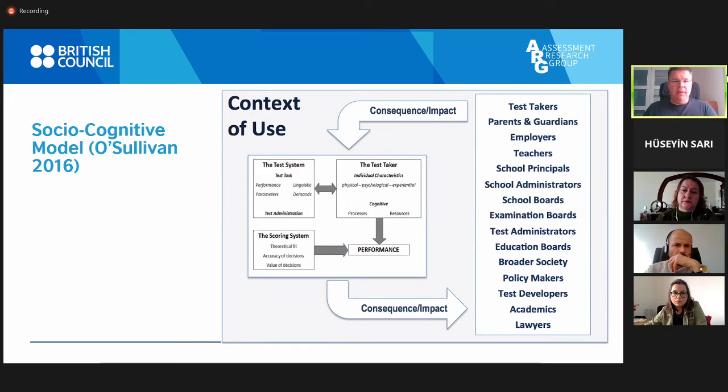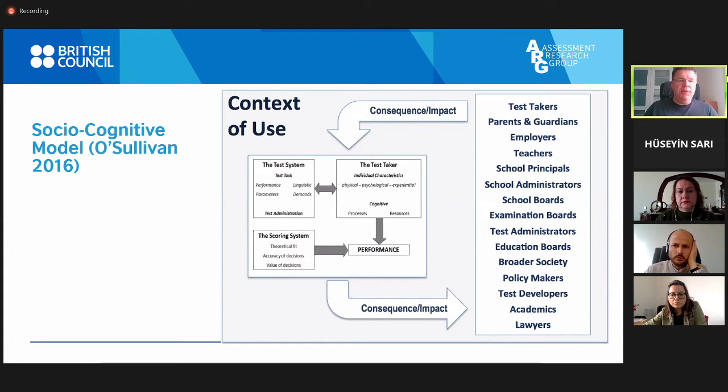So if you look at the box on the left there, this emphasizes the test system. So that means the test itself and the context it's given in, and the domain of language use. So what kind of language are we using to put in our tests? And this needs to be relevant for, whether you're testing in a university, in a high school, in Turkey, in China, wherever it might be. So the test has to be shown to fit with the needs of the context.